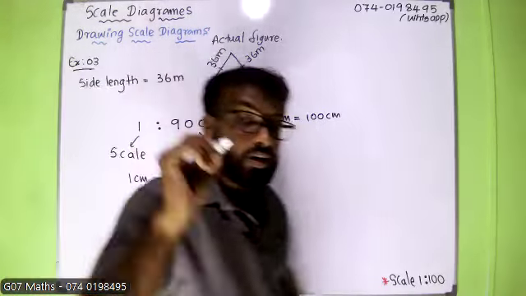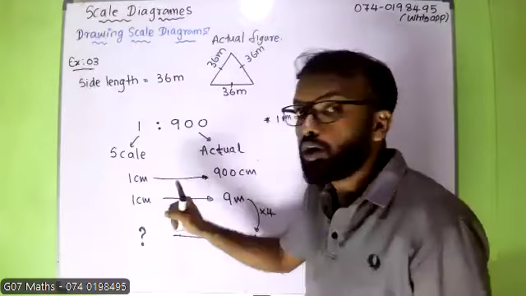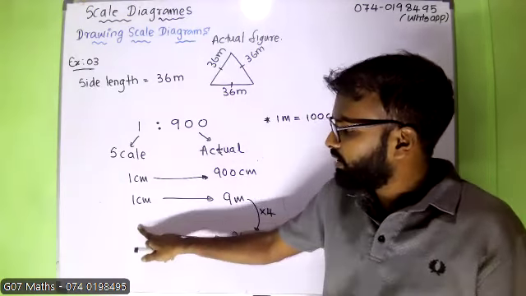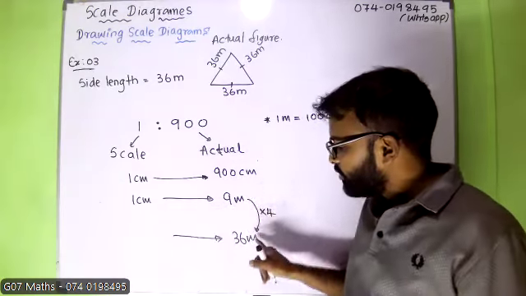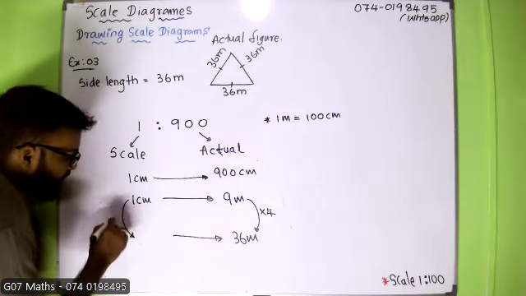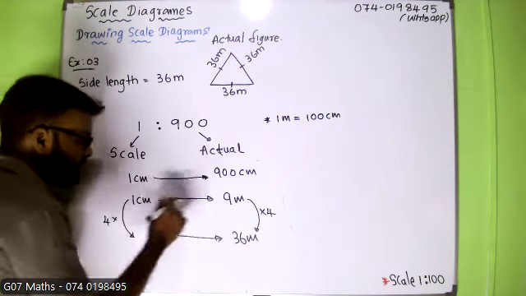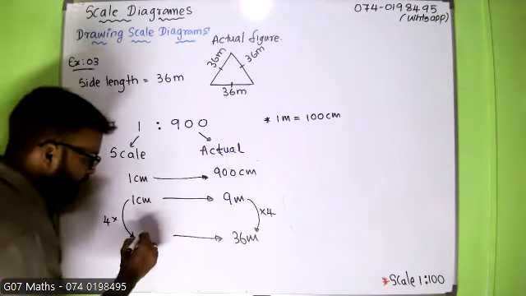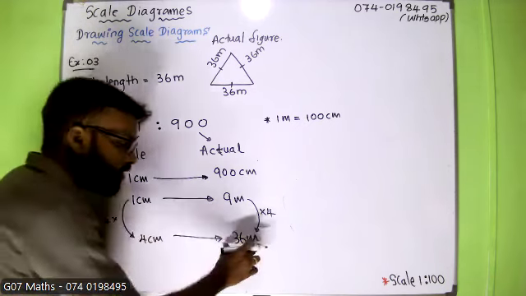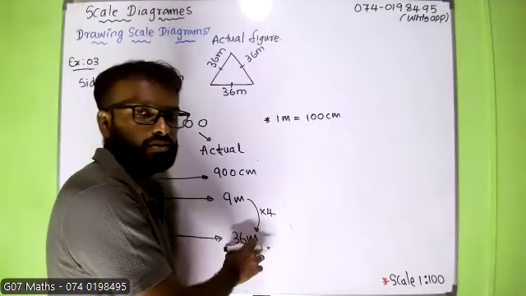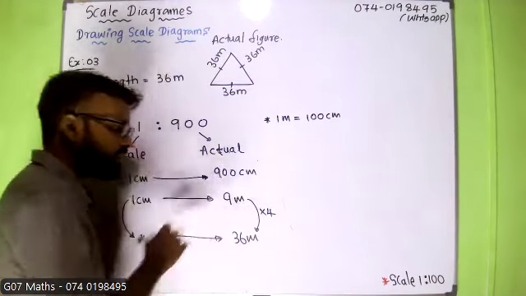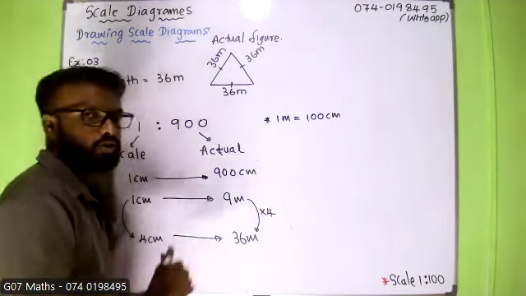And likewise, you are going to find the scale length as well. Here you have 1 centimeter. This side you have multiplied by 4, and you need to multiply this side by 4 as well. So 1 centimeter multiplied by 4, you are getting 4 centimeters. So by using 4 centimeters, you are going to represent 36 meters of actual length.